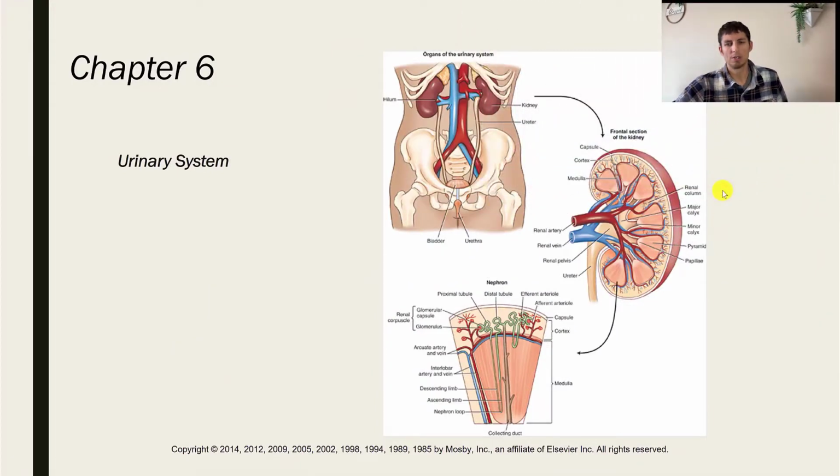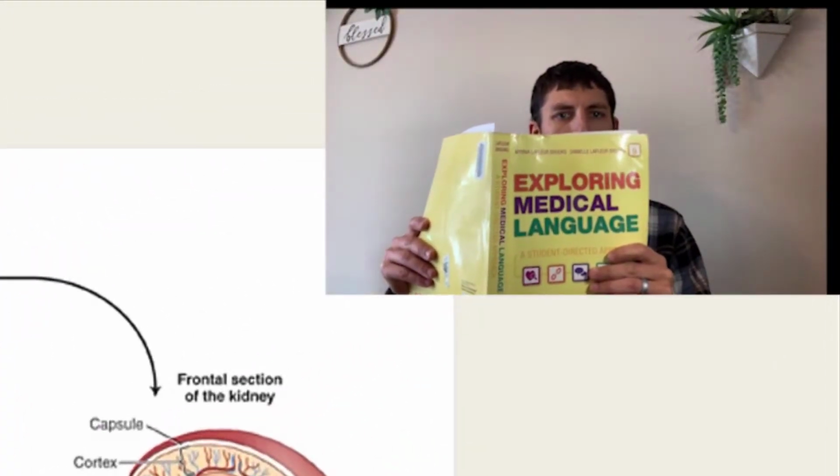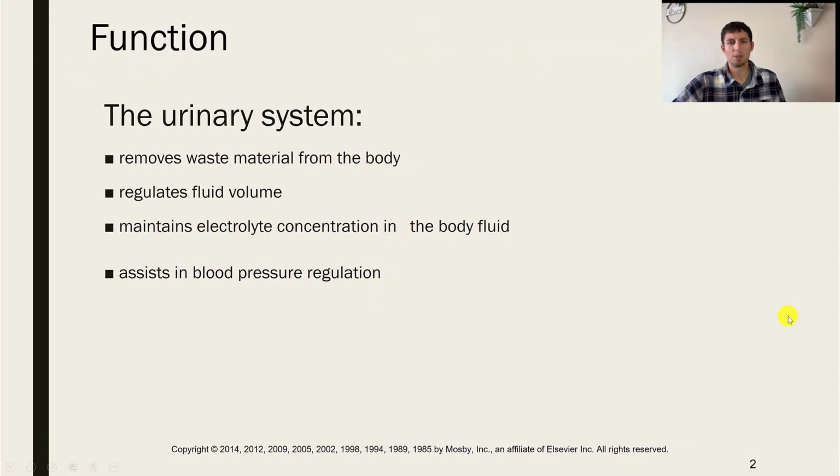So the urinary system is made up of several different components, and we're starting on page 207, if you're following along in your textbook, which is Lafleur's Exploring Medical Language, 9th edition. You can see that right here. Page 207 is where Chapter 6 begins. We'll begin with just a quick anatomy overview and functional overview of the urinary system before we jump into the medical terminology aspect of it.